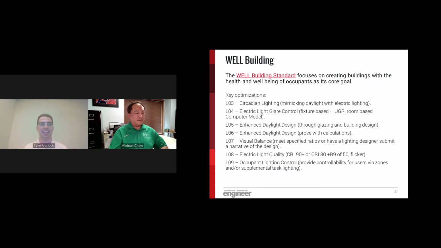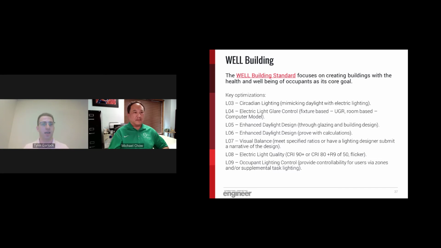L05 is enhanced daylight design, so this is whether you're controlling the amount of light coming through the glazing, adding light shelves or stuff like that to the building. You're implementing techniques like that to really control the daylight that is coming into the space. L06 is also enhanced daylight design, but this is proving it with calculation. So for L05, you just have to have those elements. L06 is taking it a step further and proving that those elements are doing what they're saying they're doing.